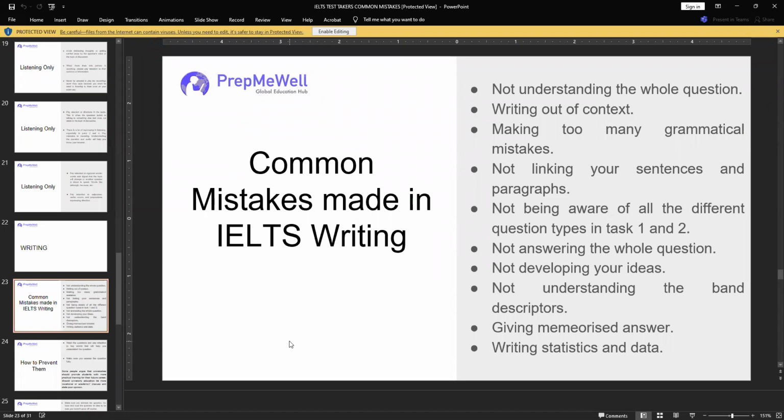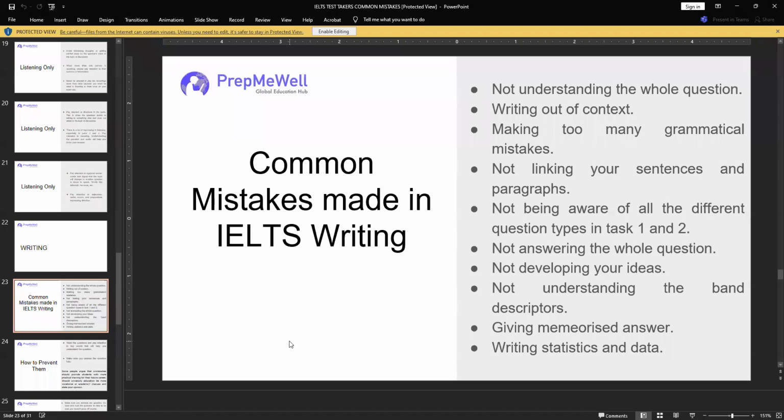Just make sure that there is a relationship between what you have written and what you're about to write, okay? Then I have, not being aware of the different question types. So now I say this, that IELTS is easy, but there is a lot of information for you to consume. A lot of information, right? So it is important that you take your time and learn all these different things.